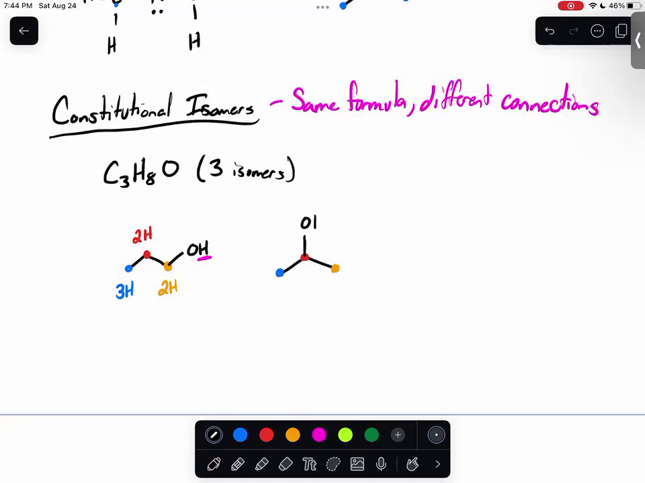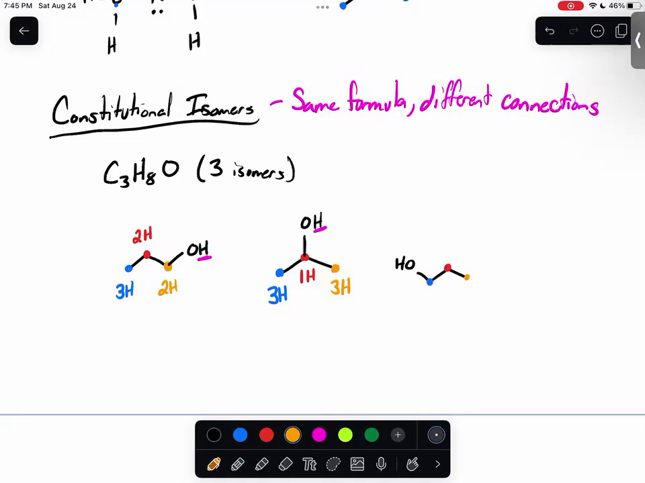Now look at that. If we do a quick count, the blue carbon has three hydrogens. The red carbon has three bonds, which means it only has one hydrogen. The orange carbon has three hydrogens. And we can't forget the one right there on the oxygen. That is also C3H8O, and all we did was move that oxygen from one carbon to another. We can do the same thing once again. What happens if we move it to the blue carbon?